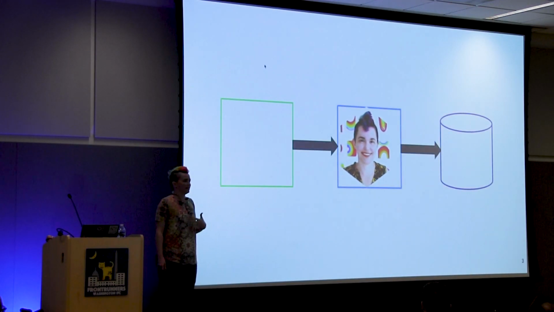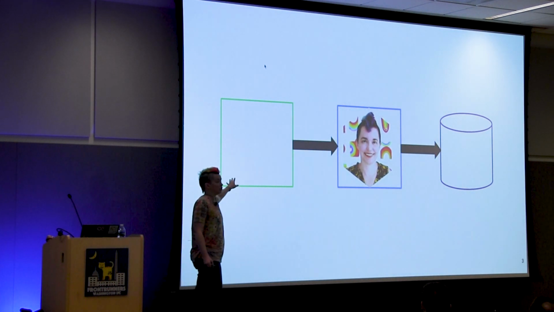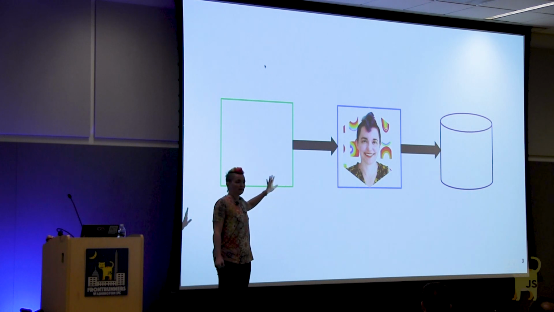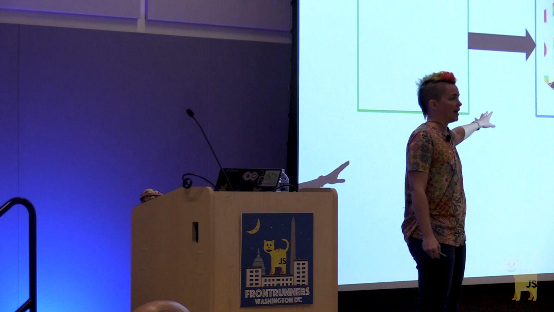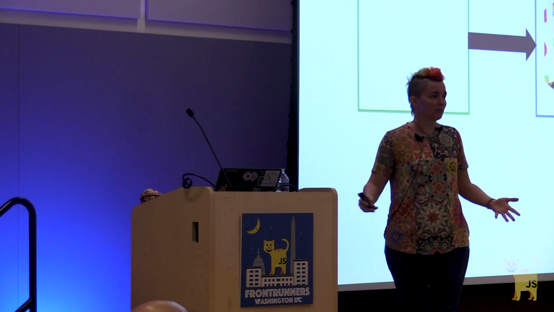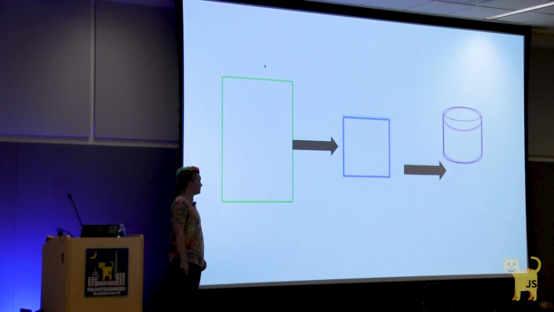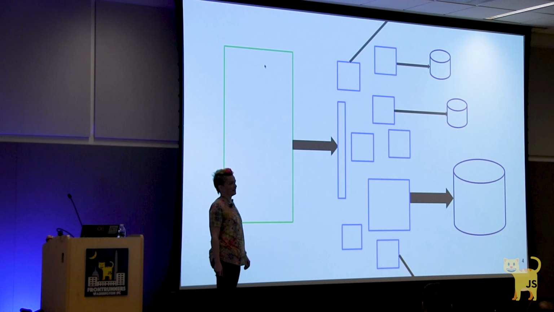My background is in back-end development. For the first 10 years of my career, this was the universal architecture. Box, arrow, cylinder. Front end, back end, database. That was it. This was every architecture diagram everywhere. And things were simpler. But in the last 10 years or so, everything's gotten more interesting.